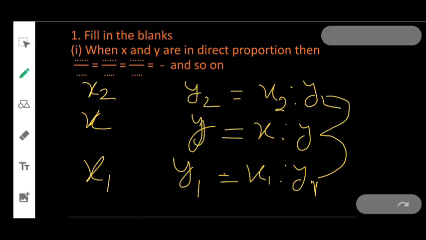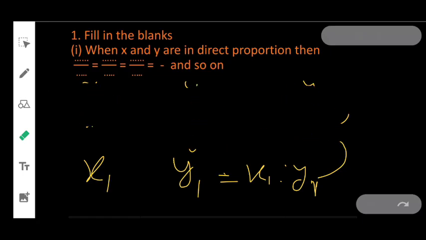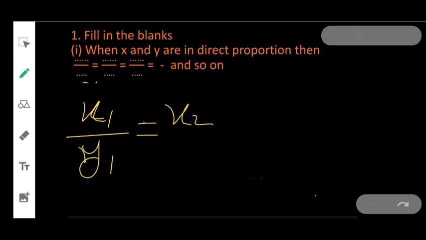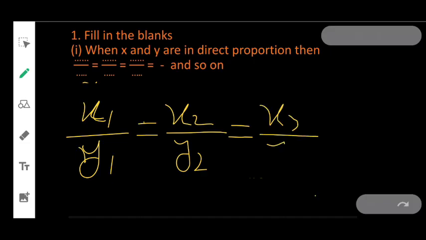So you can write x1 by y1 equals x2 by y2 equals x3 by y3, and so on.